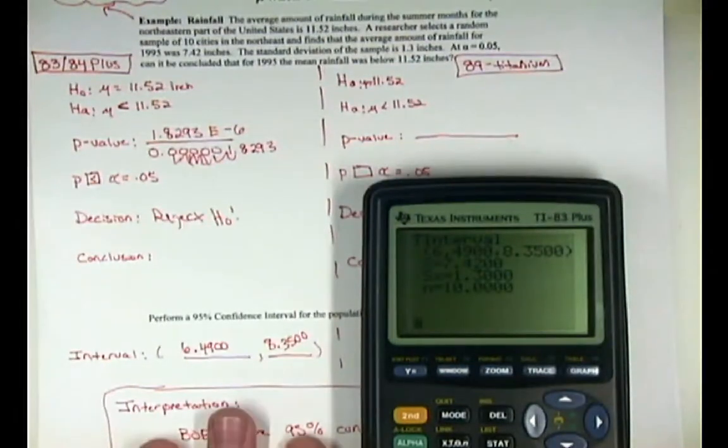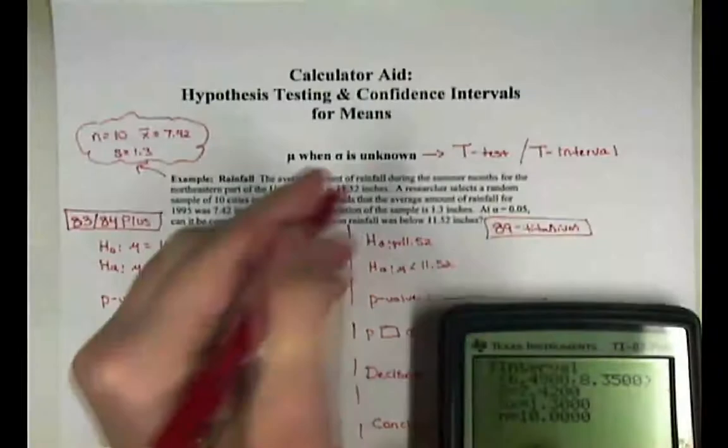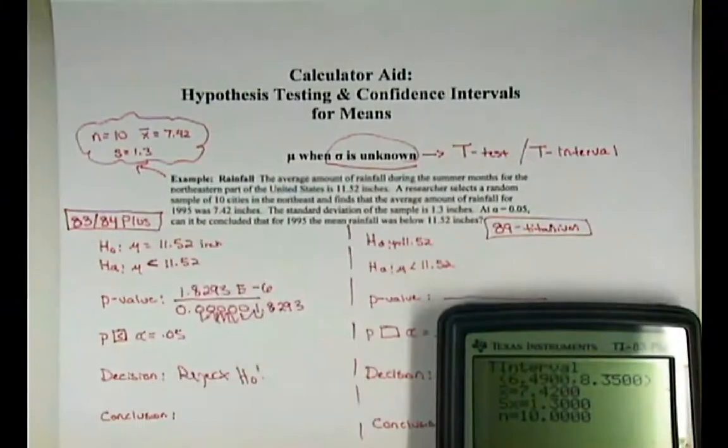Again, when sigma is unknown, that's a very important distinction. Sigma is unknown. Most common case.